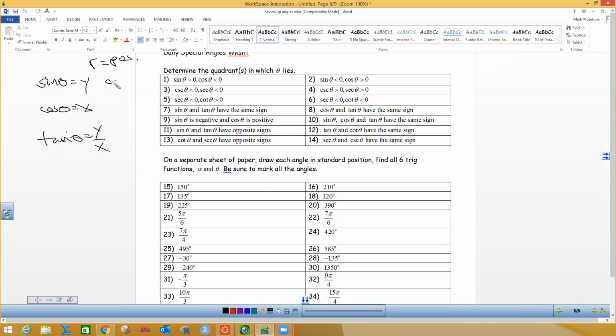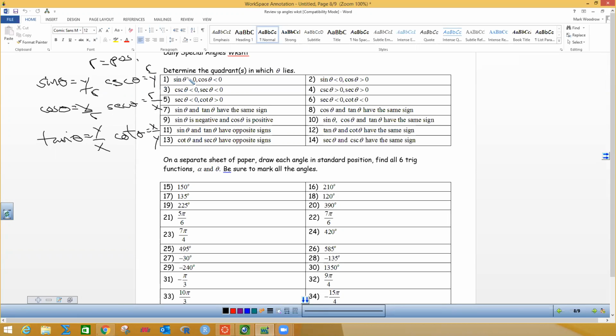Cosecant is the reciprocal of y. So this is actually y over r, this is r over y. And then this is x over r, and secant therefore is r over x, and cotangent is x over y. So kind of a big deal if you know this.